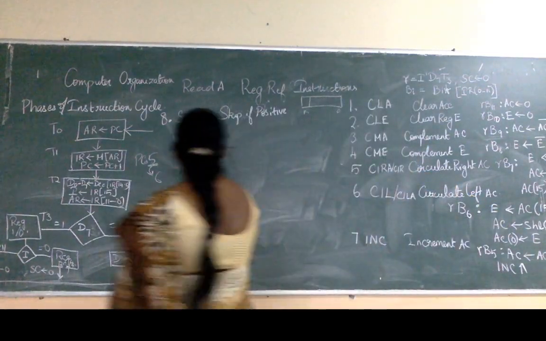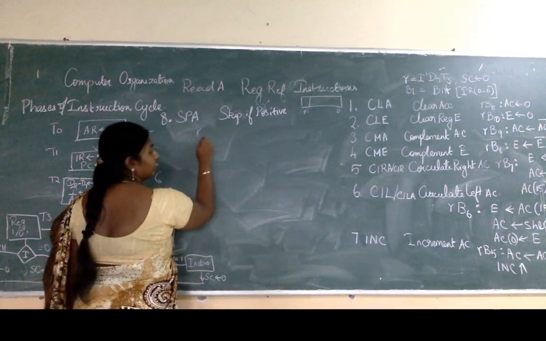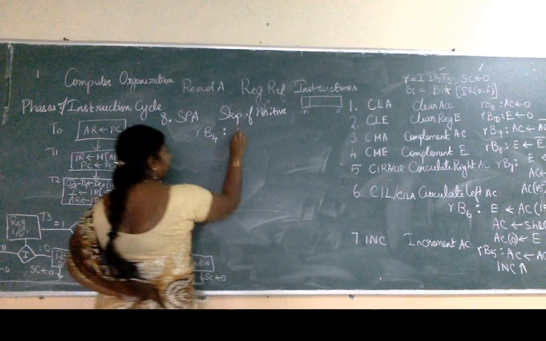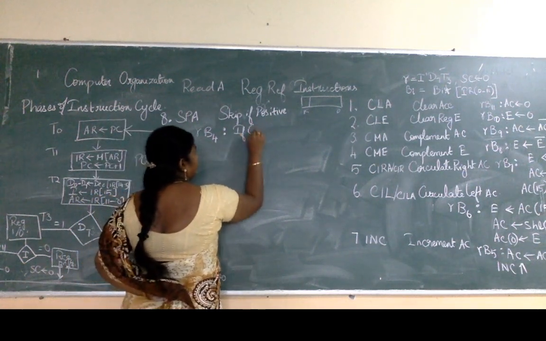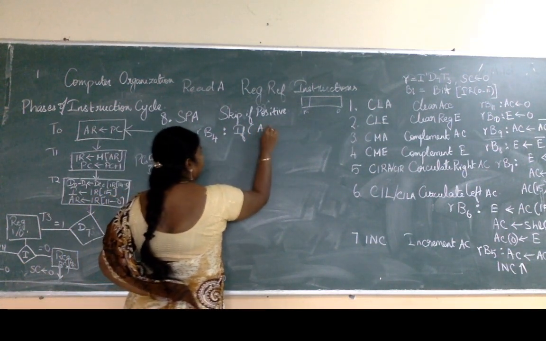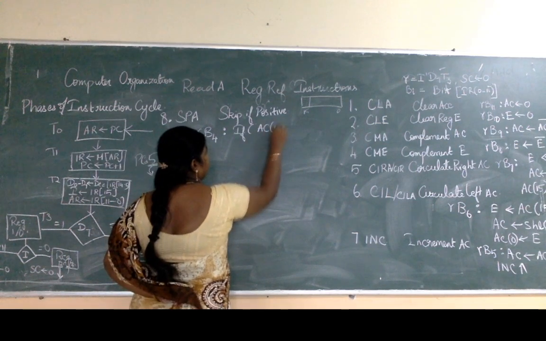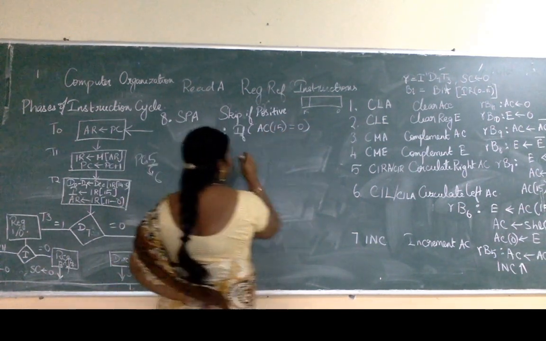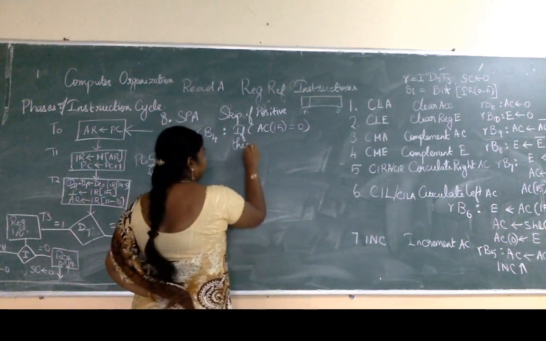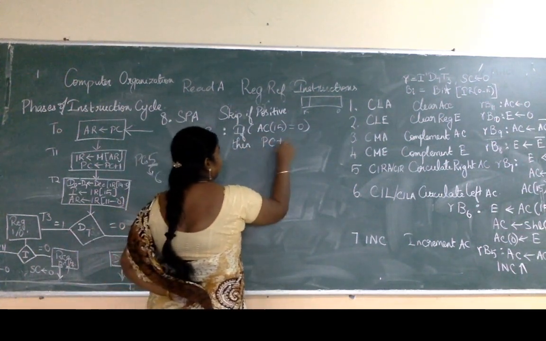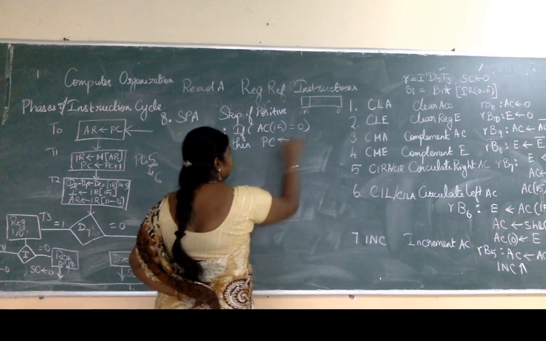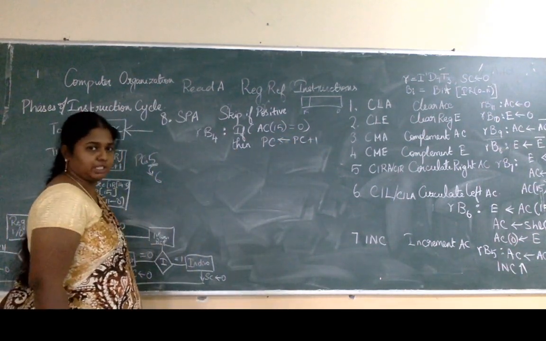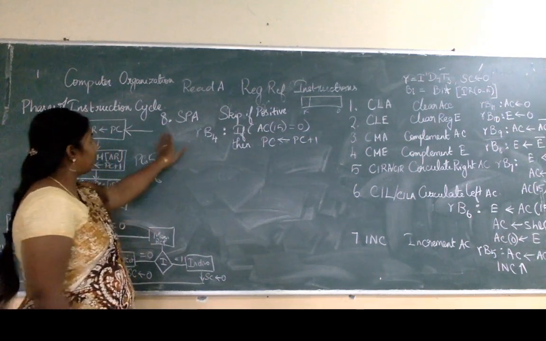So I am going to do, with control information RB4, if my accumulator's 15th bit is 0, then I am going to increment the value of PC and store it back into PC. This is called skip if positive.